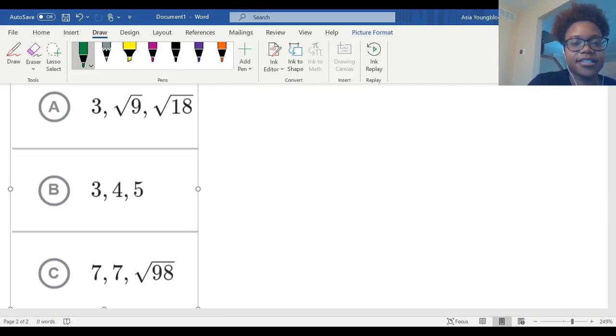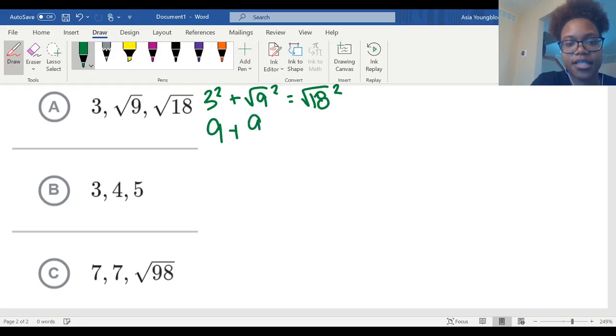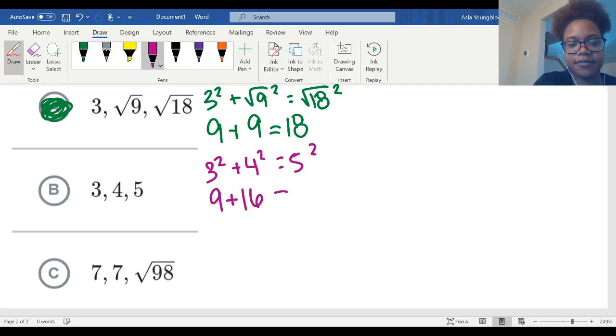For our next problem in the set, we have 3 squared plus the square root of 9 squared equals the square root of 18 squared. So that would be 9 plus 9 equals 18, which is true. So we would bubble A. 3 squared plus 4 squared equals 5 squared. 9 plus 16 equals 25, which is true. So we would bubble B as well.